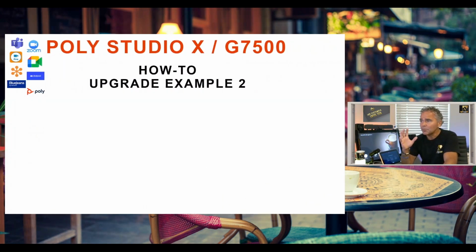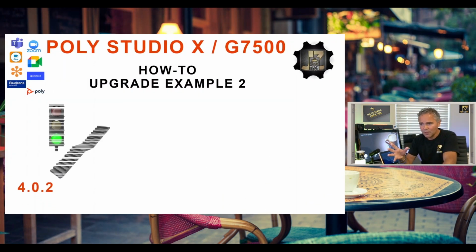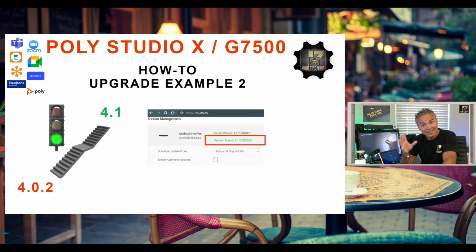All right, example 2. So we are on 4.02. Well, this was the latest version before we got 4.1. So 4.02 is completely safe. What you will see is if you are on 4.02, it will automatically prompt you to go to 4.1. Again, just first do a couple of rooms. Test it out, see if everything works before you do the rest of the devices.